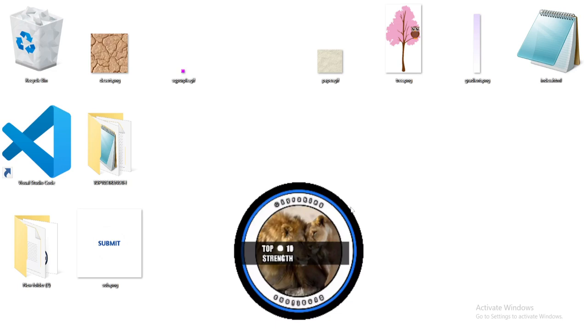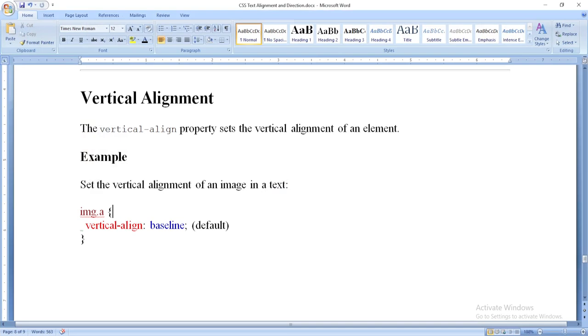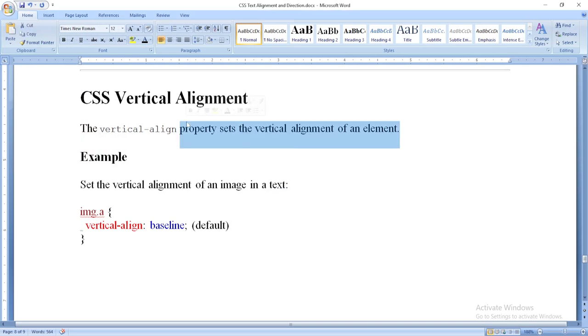Welcome back everyone. Quickly, let's continue our discussion on CSS text alignment and the CSS text direction. Right now we'll be discussing the CSS vertical alignment. The CSS vertical-align property sets the vertical alignment of an element.